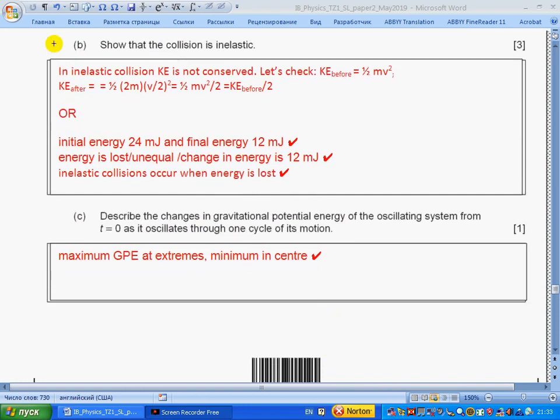(b) Show that the collision is inelastic. In an inelastic collision, kinetic energy is not conserved. Let's check. Kinetic energy before is half m v squared. Kinetic energy after is the kinetic energy before divided by 2. In the mark scheme, they give values: initial energy 24 millijoules and final energy 12 millijoules. Energy is lost. An inelastic collision occurs when energy is lost.